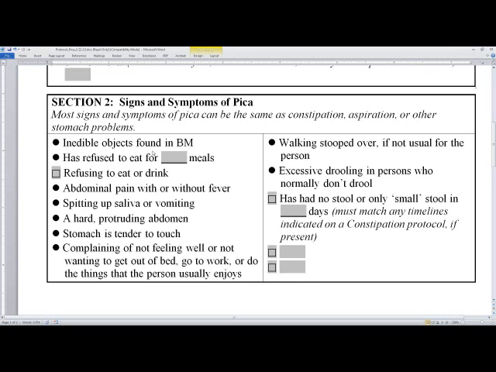So inedible objects are found in the BM. That would be an obvious sign that something had been eaten, right? Is the person refusing to eat? Has the person refused to eat for, and then you would fill in the blank with how many meals?